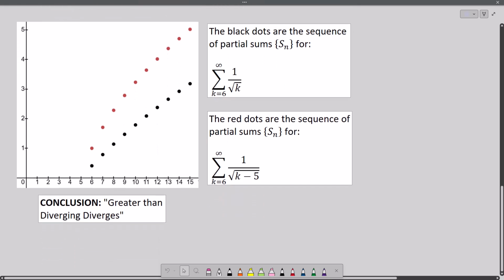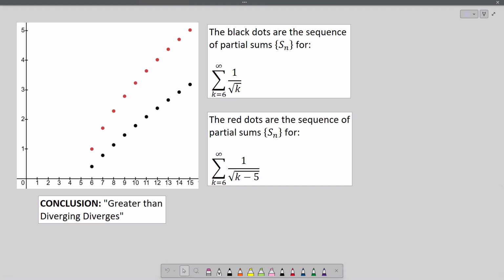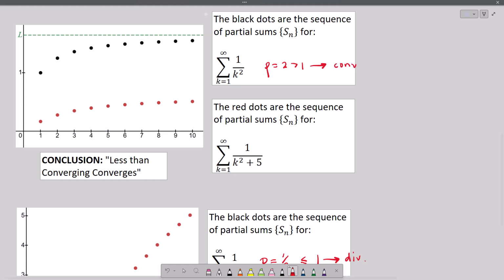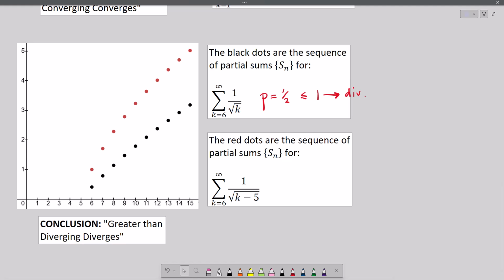Let's look at the other example. Our basic series up here is a p-series. P is equal to 1/2, which is less than or equal to 1, so it diverges. This one up here, p is equal to 2, which is bigger than 1, which tells us that we have convergence. The black dots are our basic series. We know that series is diverging. Those partial sums are going up forever.